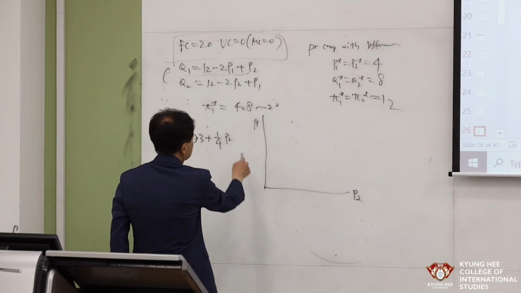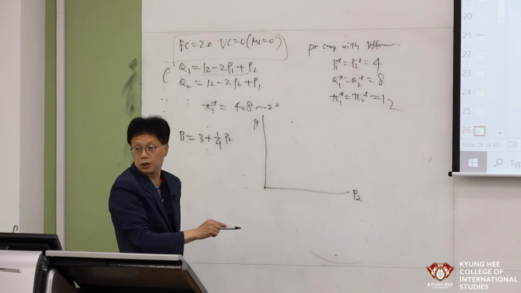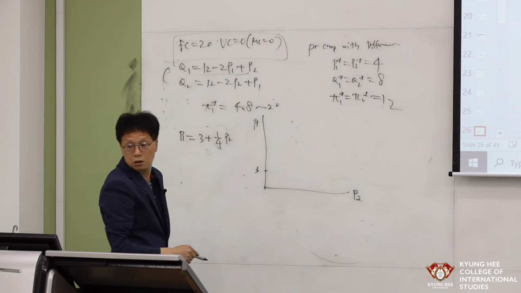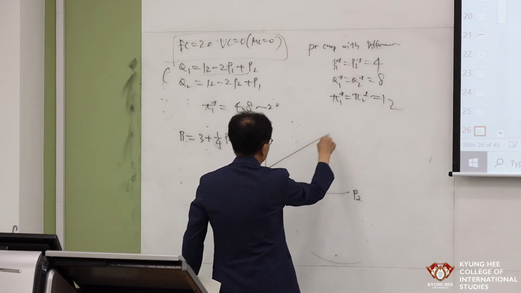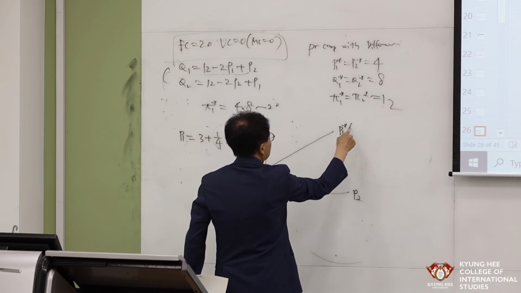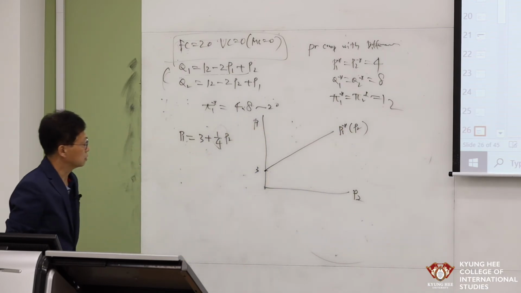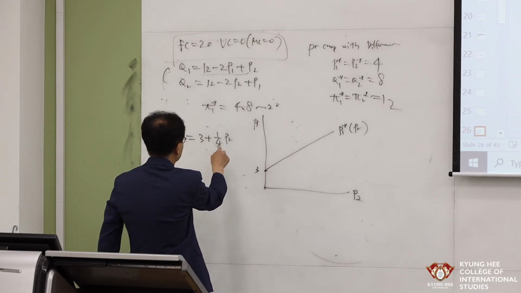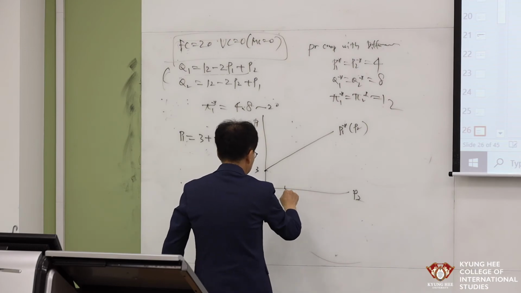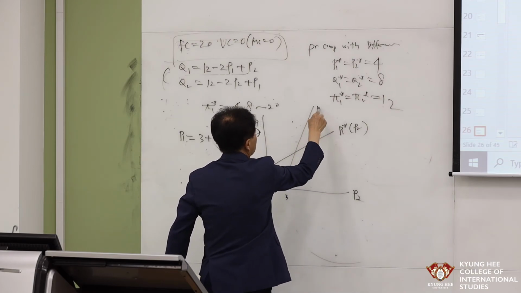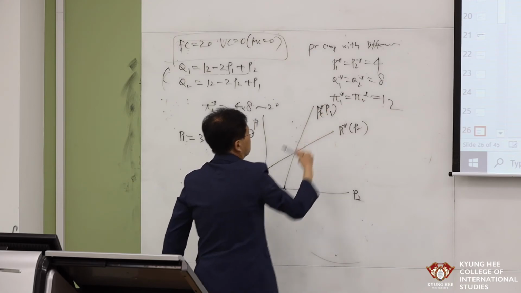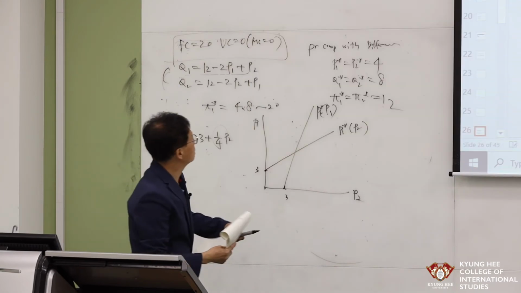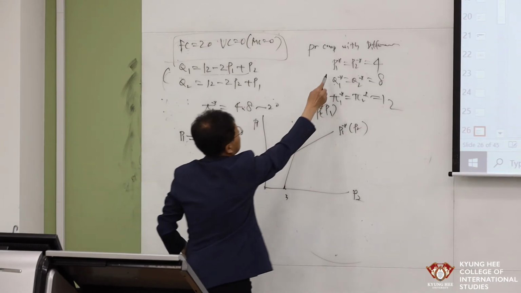Graphically, if P2 is equal to 0, P1 is 3. P1 is 3, and the slope is one-fourth. Right? So firm 1's reaction curve is shaped like this. That is P1 star under the assumption of P2. Right? Similarly, firm 2's reaction curve is P2 is equal to 3 plus one-fourth P1. So that is like this. That is P2 star as a function of P1, right? So the Nash equilibrium we calculated here is this one, right?